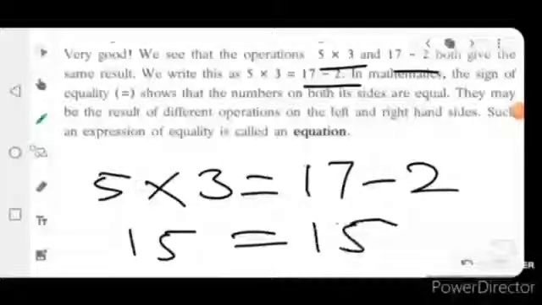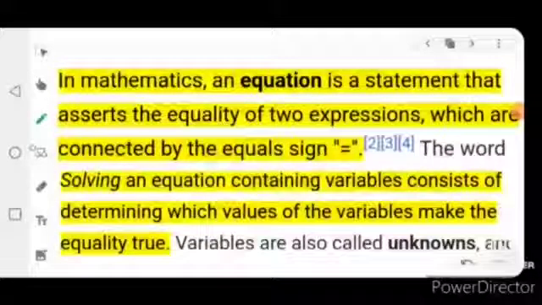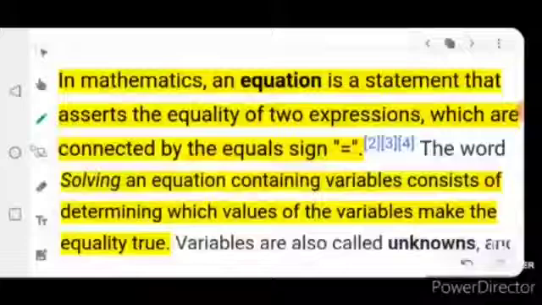Students, I hope you understand better. One example is given to you, and that example is of a balance. When both sides of a balance are equal, we call it equality, or we can also call it an equation. In mathematics, an equation is a statement that asserts the equality of two expressions, connected by an equal sign. Solving an equation is the next part.